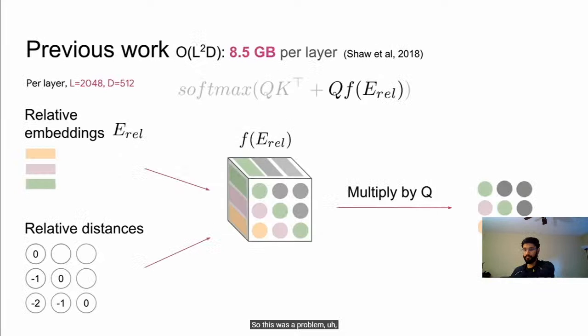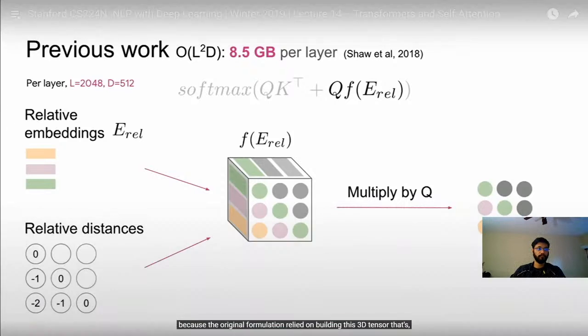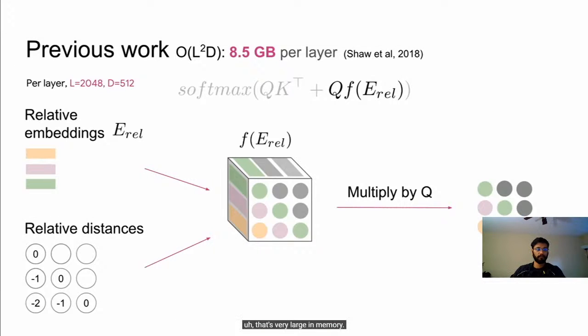This was a problem because the original formulation relied on building a 3D tensor that's very large in memory. And the reason is that for every pair, you compute what the relative distance is, and then you look up an embedding that corresponds to that distance. So for this length by length, L by L matrix, you need to collect embeddings of depth D for each of the positions. That gives us the 3D tensor.